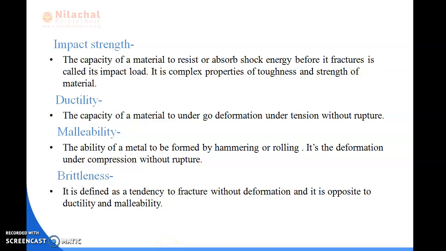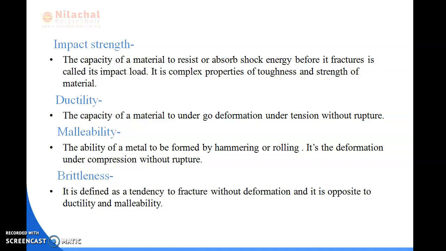So, after impact strength, the next property is ductility. Ductility is the capacity of a material to undergo deformation under tension without rupture. It is a measure of a material's ability to undergo significant plastic deformation before rupture or breaking, which may be expressed as percent elongation or percent area reduction from a tensile test. It is called the ductility of a material.